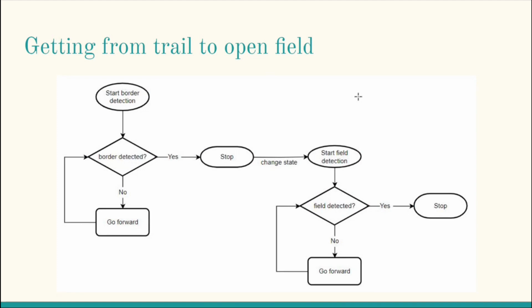To get from the trail to the open field, there are two states. One is the border detection and the other one is the field detection. For the border detection, it will go from the trail to the border by first detecting the border. If the border is not detected yet, it will just keep on moving forward until the border is detected, then it will stop. Then when it's at the border, it will start the field detection. When the field is detected, it will stop. Otherwise, it will keep moving forward.